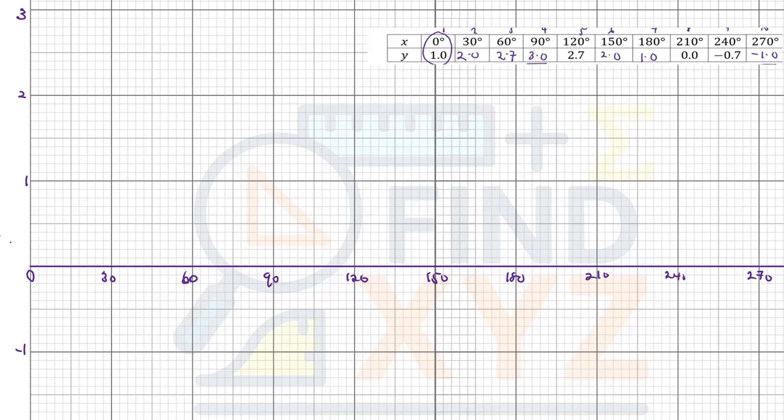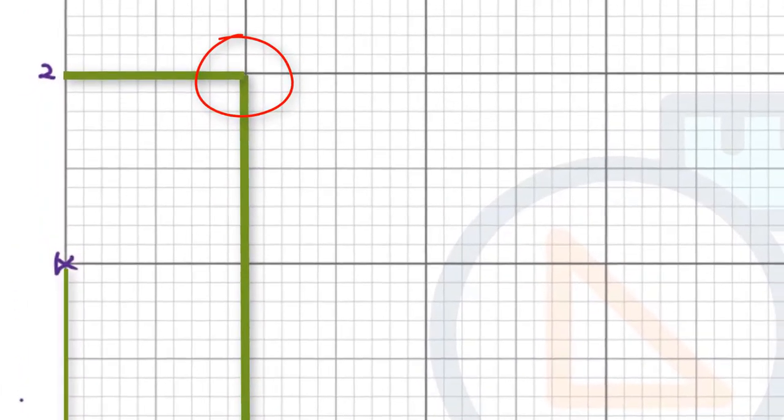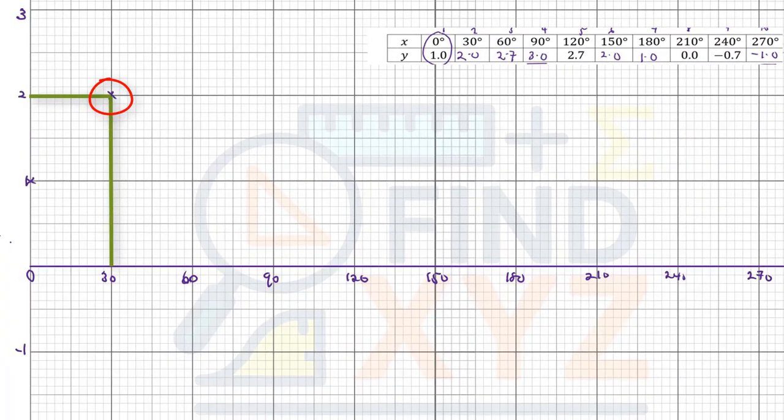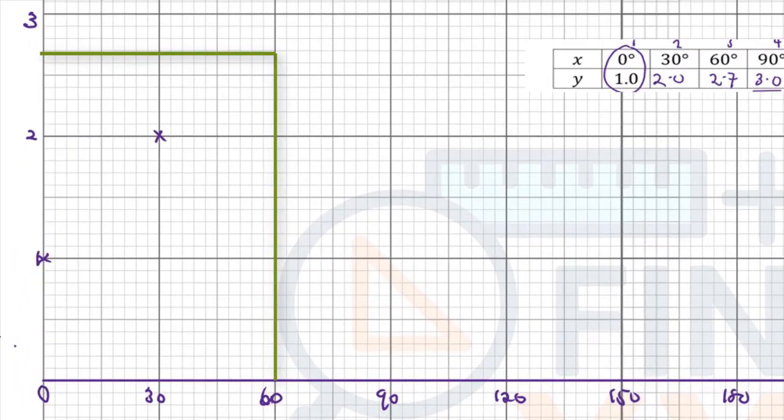Now, let's plot the values. We are going to plot these coordinates. So we'll pick pair of coordinates. So 0 and 1. So we'll look at 0 on the x-axis and then 1. So that is the point. Then 30 degrees and 2.0. So 30 and 2. Then the next 60, 2.7. So since 2 to 3 is 1 unit, every line is 0.1. So the middle of it will be 2.5, 2.6, 2.7.